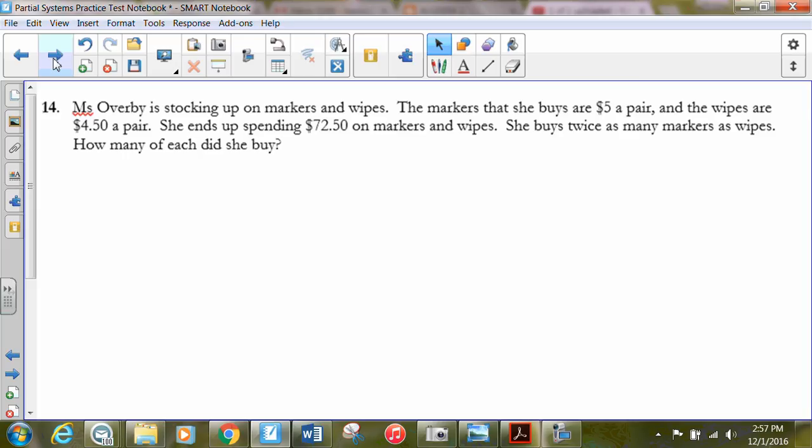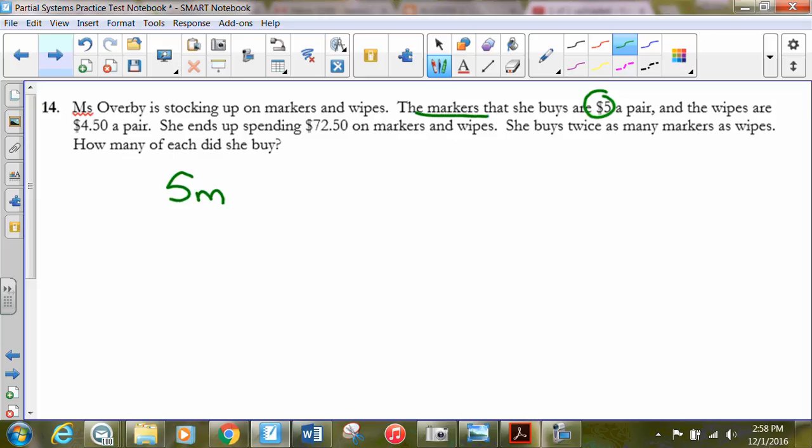Okay, so there are 2 equations here. The first one has to do with money, right? I see a $5, and that goes with markers. So I've got $5 for every marker I buy.